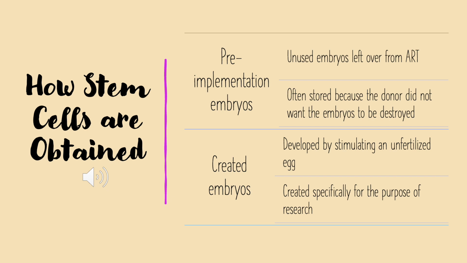So this leads us then to consider, how are we going to obtain stem cells? We obtain the embryonic stem cells from pre-implantation or what are called spare embryos, so embryos that are left over from ART. And these embryos are often stored somewhere. Some people store their unused embryos from the artificial reproductive technology. They don't know what to do with them. They don't want them destroyed, so they store them. And these stored embryos can then be used to obtain stem cells.